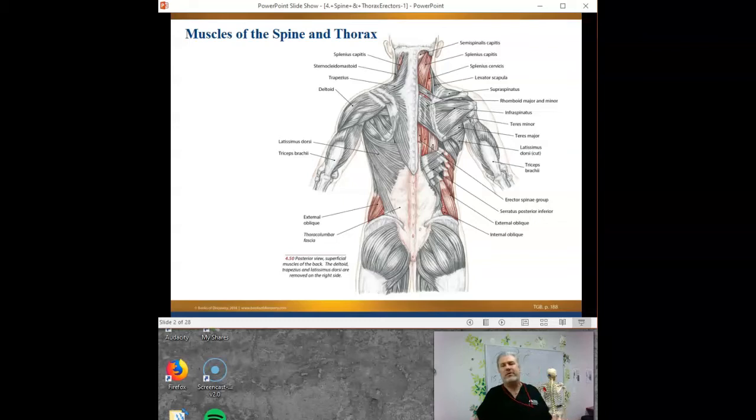What else can it do? It can't rotate because it doesn't attach to my arms. It can protract. How about retract? It can retract and adduct. The middle fibers can retract and adduct my scapula, which is what I was doing right here. So elevate, depress, retract or adduct. Cool. Is there anything else that it can do, not to my scapula, but to my head?